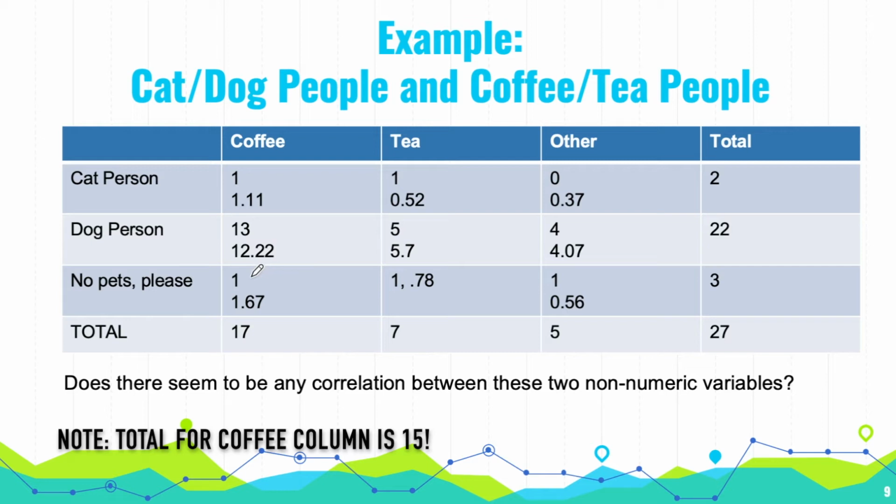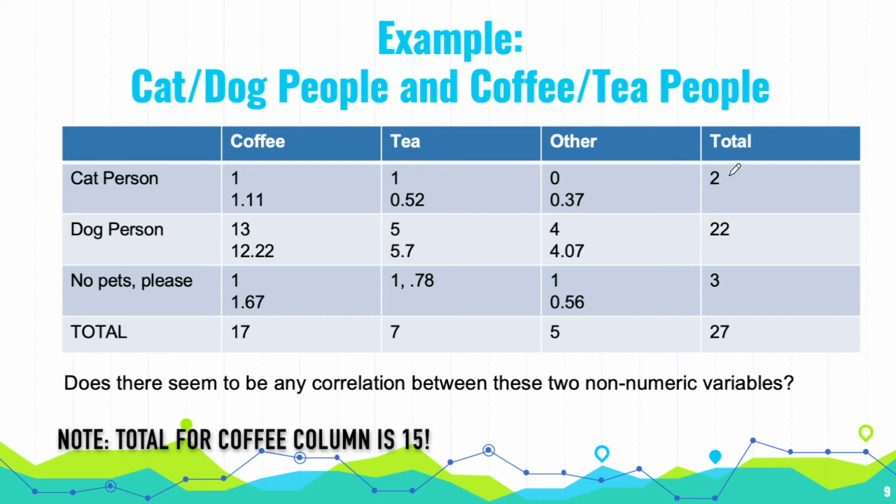One person liked coffee, but not pets. One person liked tea, but not pets. And one person liked another beverage and did not like pets. See how this works? So I just want to clarify, these whole numbers at the top of the cell are the observed values. Our next step was to create total columns and rows.